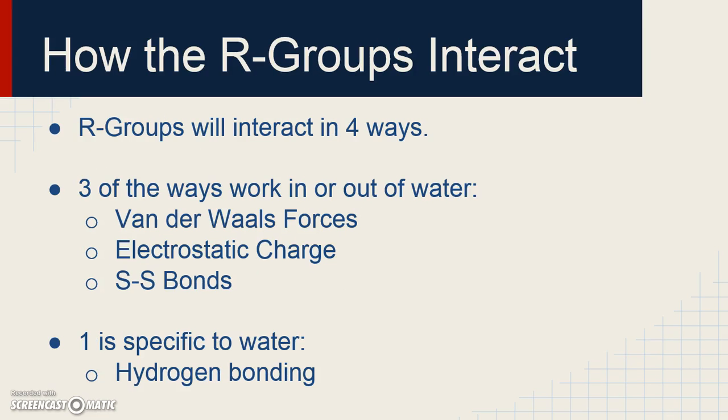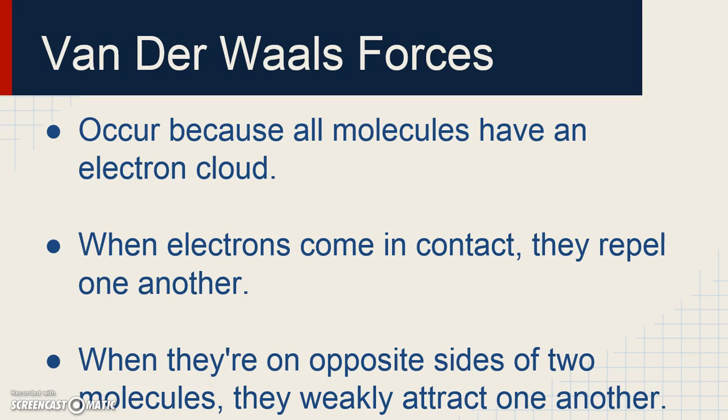There are four ways that the R groups can interact with each other. Those four ways are van der Waals forces, electrostatic charges, SS bonds, and hydrogen bonding. Specifically, the one having to do with water is hydrogen bonding, and that's the one we're going to elaborate on in this presentation. You do need to know the other three and be able to identify them in a multiple choice style question. You just need to know a small amount of information, just in essence what they are.